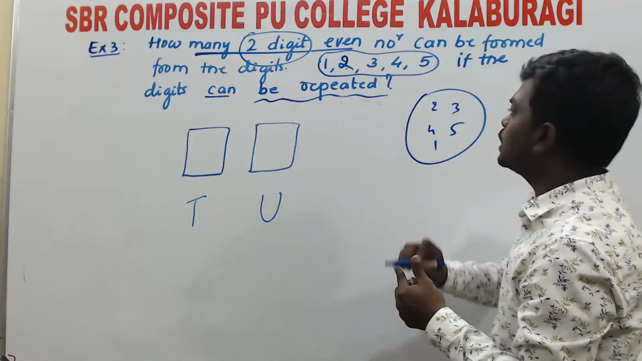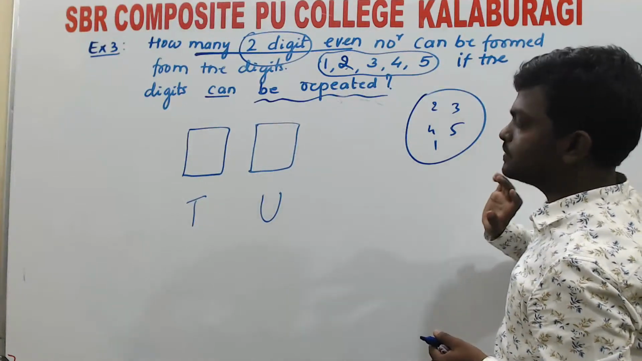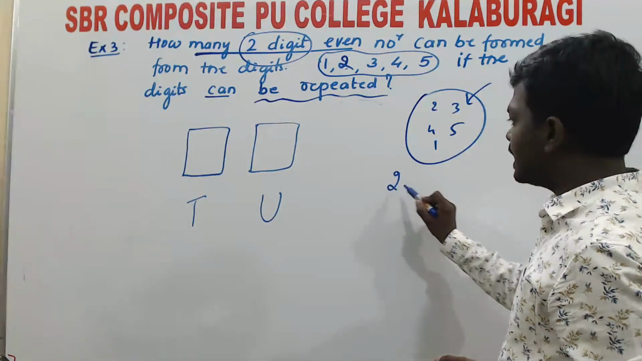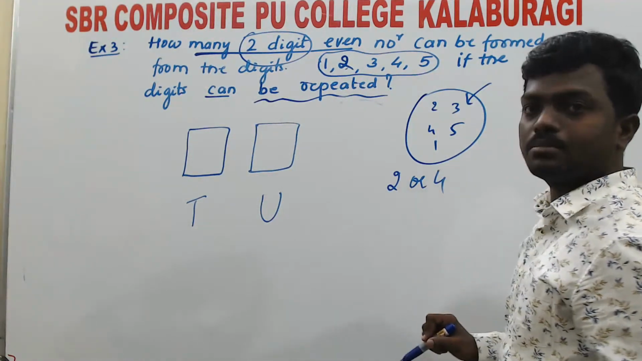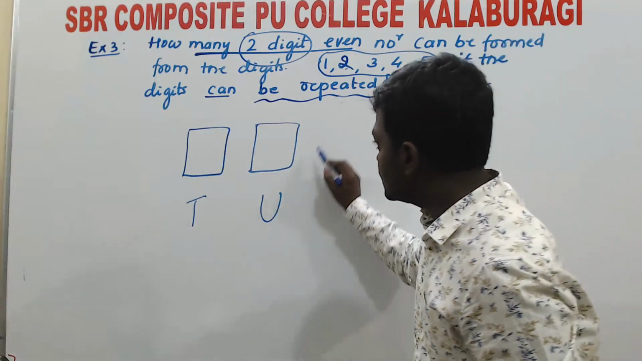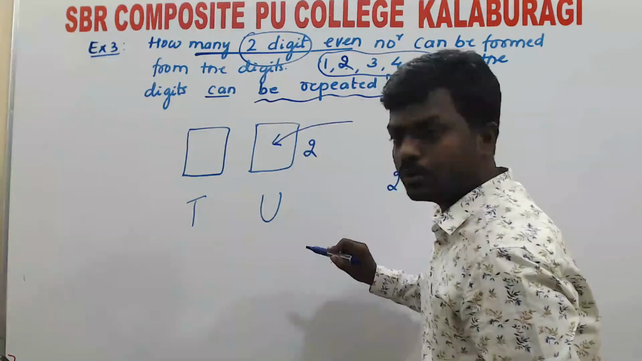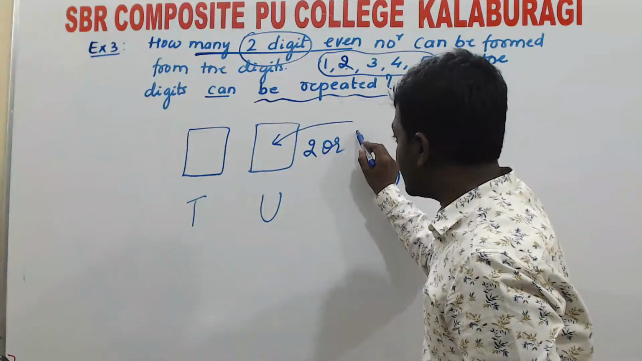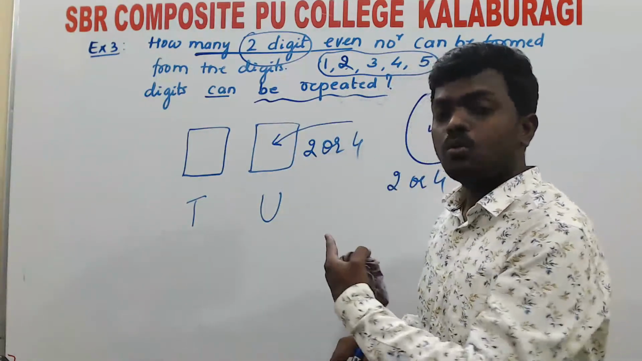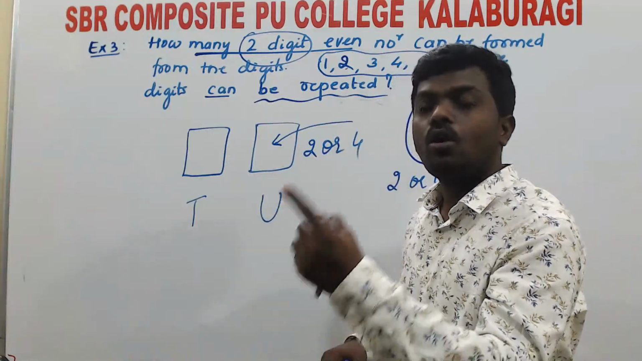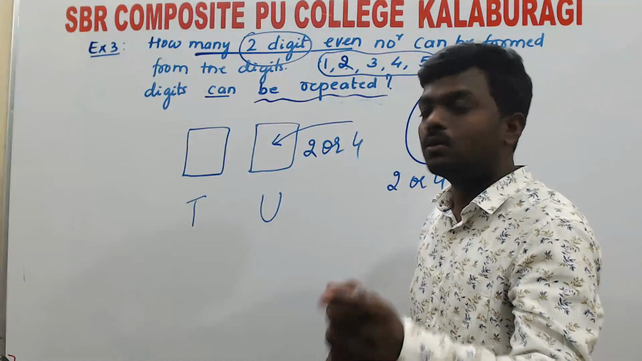So you have to make a two-digit number among these five only. In this collection, how many are even numbers? Even numbers are 2 and 4, right? So that means in the units place, either I can fill it with 2 or I can fill it with 4. "Or" means add, I have told you yesterday only.